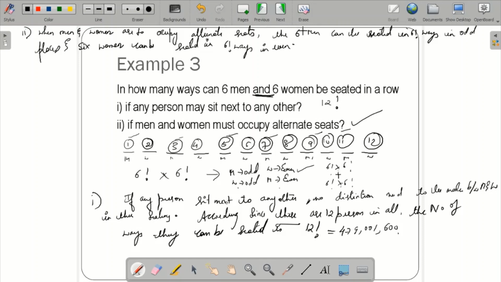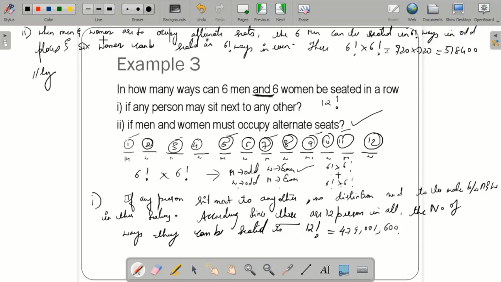So 6 men can be seated in 6 factorial ways in odd places, and 6 women can be seated in 6 factorial ways in even places. Therefore the possibility is 6 factorial into 6 factorial, which is 720 into 720, that is 518400.